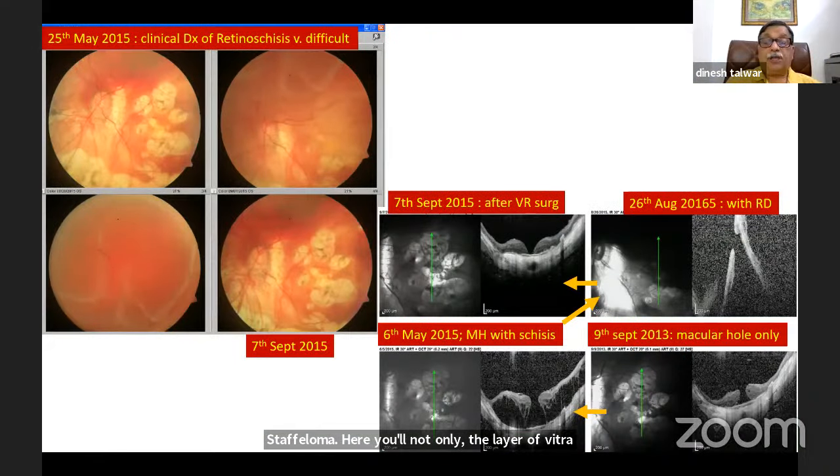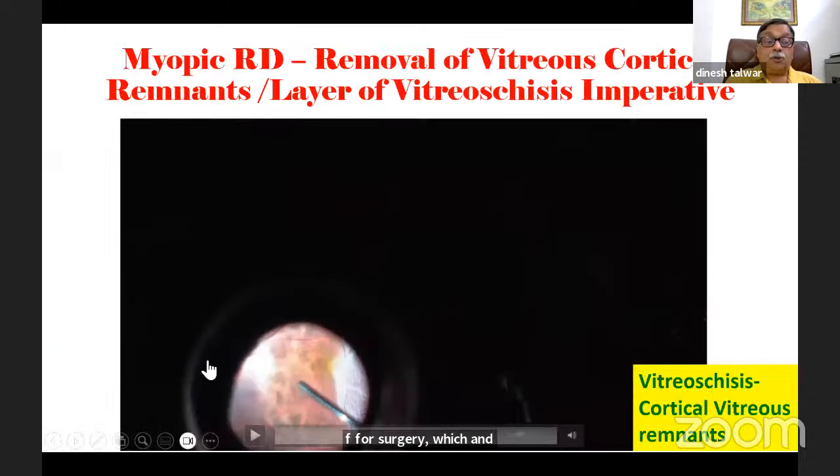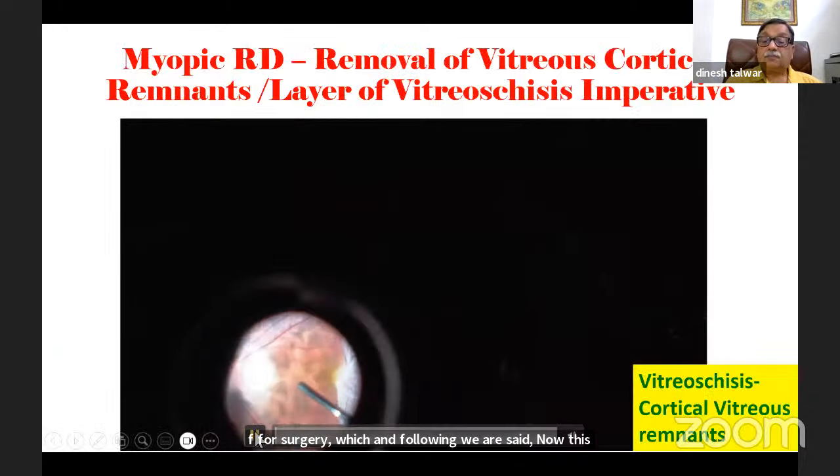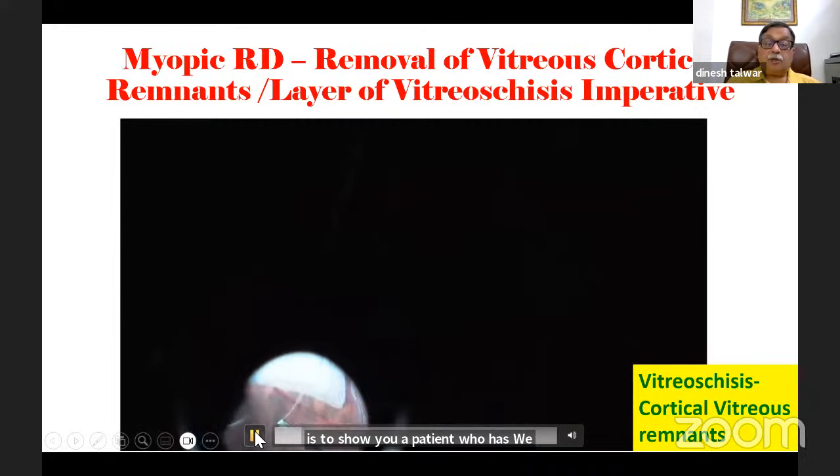Now, I'll just show you the videos regarding the same, but this is to show the evolution of one patient who started out with a macular hole only. Vision was very good. We did not touch; he had 6/12 vision. Then it became a myopic macular hole with a schisis. His vision was still maintained, but finally he developed a detachment and was taken up for surgery, and following surgery it settled down. Now, this is to show you a patient who has vitreous schisis with cortical remnants.